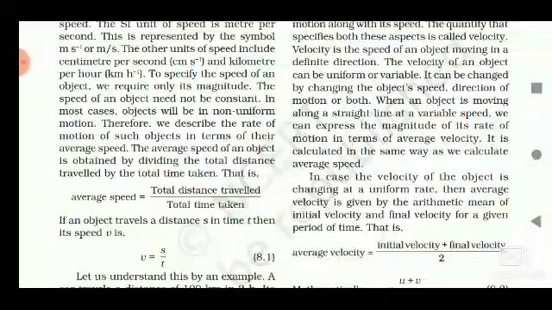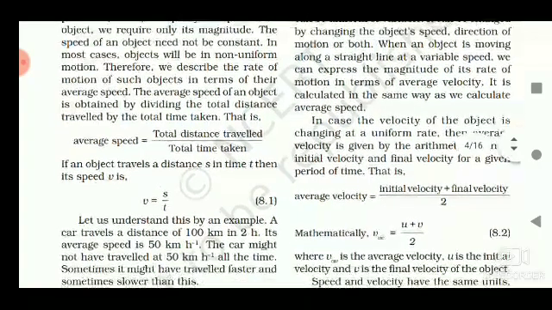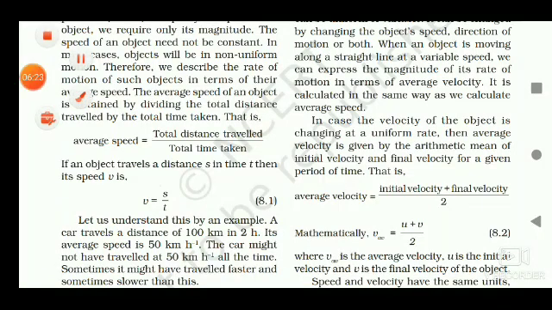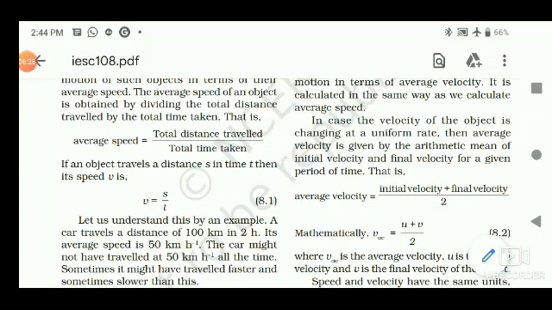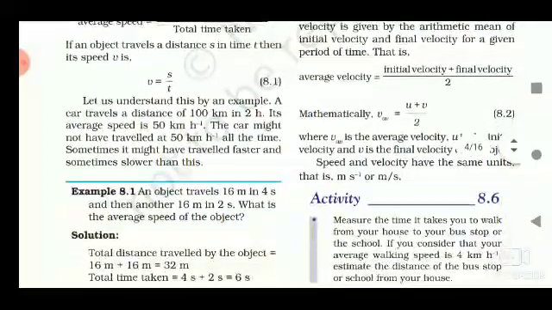In the case the velocity of an object is changing at a uniform rate, then average velocity is given by the arithmetic mean of the initial velocity and final velocity. And you know arithmetic mean means addition divided by 2, that is initial velocity plus final velocity divided by 2. So if initial velocity is represented by u and final velocity by v, then average velocity is (v plus u) by 2. The unit here is also the same, that is meter per second.